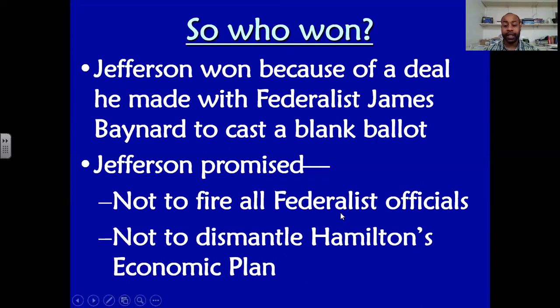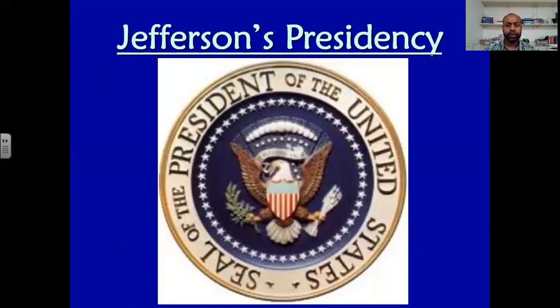Okay. And he agrees not to get rid of the Federalists in office that were put there by Adams, to keep the government as stable as possible so he doesn't have to rehire all these new people. They just had to not try to do politics. And then not dismantle Hamilton's economic plan so the country can have a chance to grow. So Jefferson's presidency is 8 years of wide issues that come up.